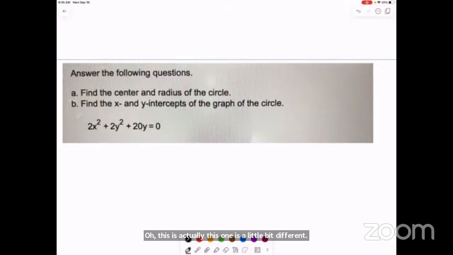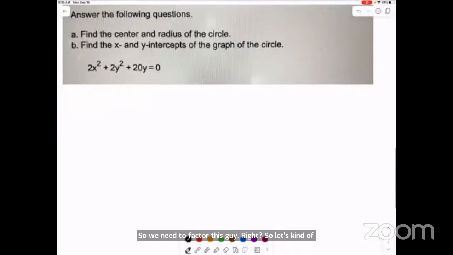So this is an example where we need to do completing the square. How does that affect it? So we need to factor this, right? So let's get a copy. We have 2x squared plus 2y squared plus 20y equals 0.